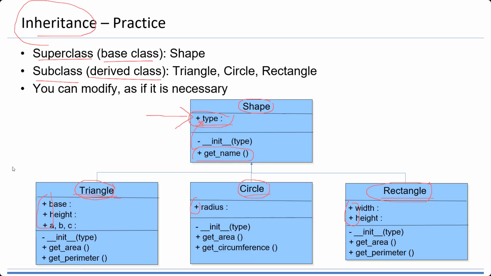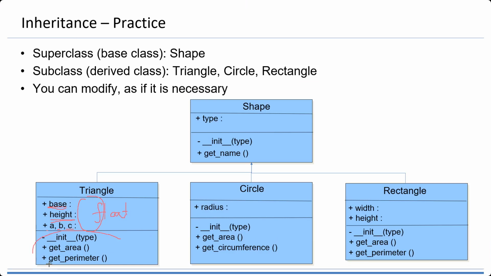And the triangle, we have three data. Oh no, we have base, we have height, and we have A, B, C. So it means there are 5 data. There is no information about the data type. I think we can use float or integer. Yeah, no problem.